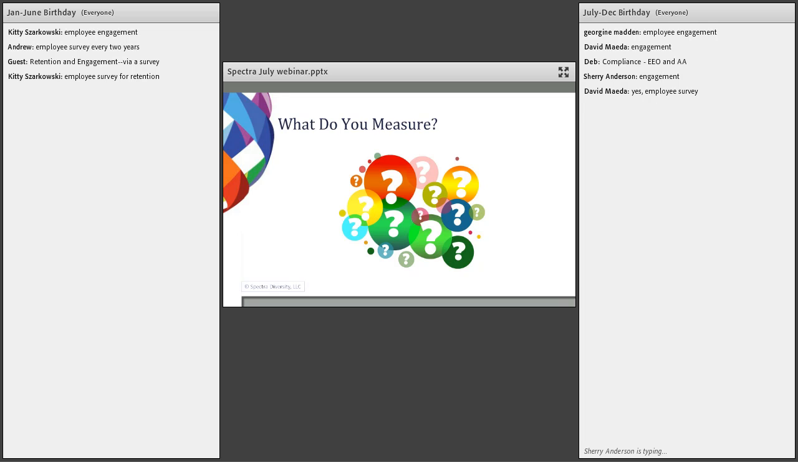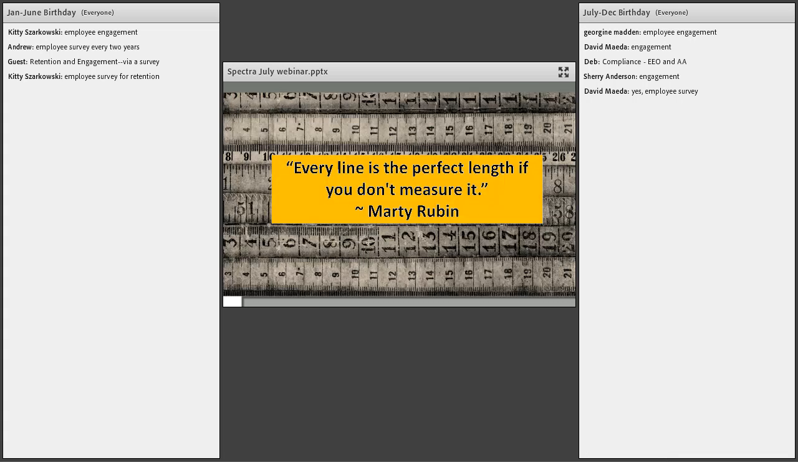Employee engagement. Oh, employee surveys every 2 years. Retention and engagement via a survey. All right. So obviously, folks, we're seeing a trend, not just in this group, but in other webinars that we've done, and clearly in the literature. This is where we're measuring because it tends to be the easiest to get a hold of.